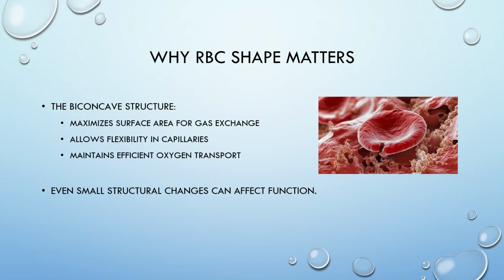And here's where morphology becomes clinically important. If something alters the membrane structure, hemoglobin content, or cytoskeletal proteins of the cell, the erythrocyte may lose its normal shape. When that happens, its ability to circulate efficiently can be compromised. For example, some abnormal red blood cells become more fragile and are destroyed prematurely. Others become rigid and get trapped in the spleen or small vessels.